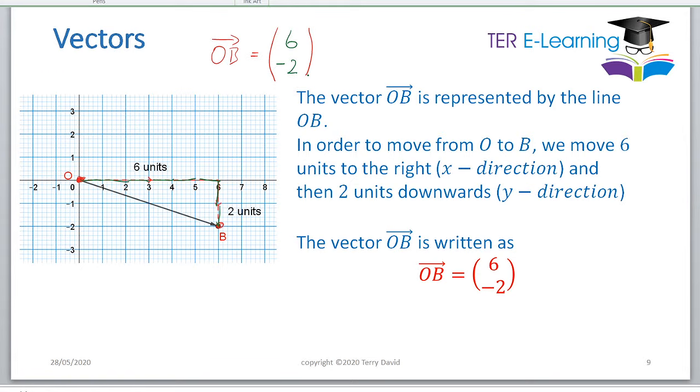So direction is important when we are trying to write a column vector. All right. So the vector OB is 6, minus 2. Obviously, I'm going to give you 4 different examples here.